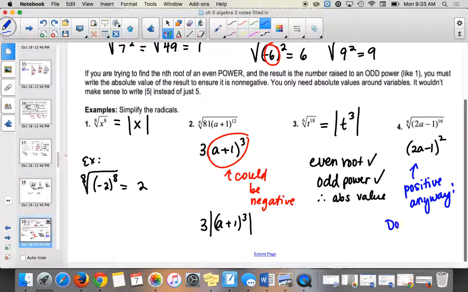So we don't need absolute values, right? Because it was all squared. Anything squared is always going to be positive, right? If I had negative 5 and I squared it, it's 25.